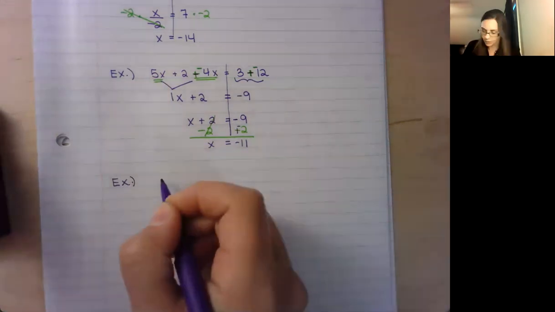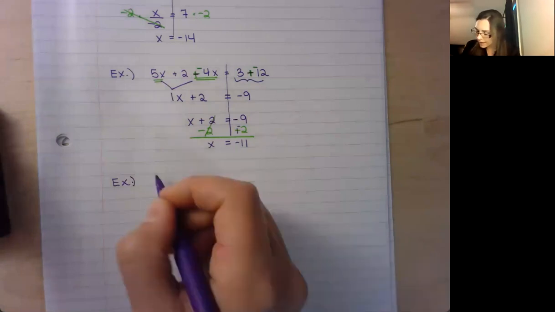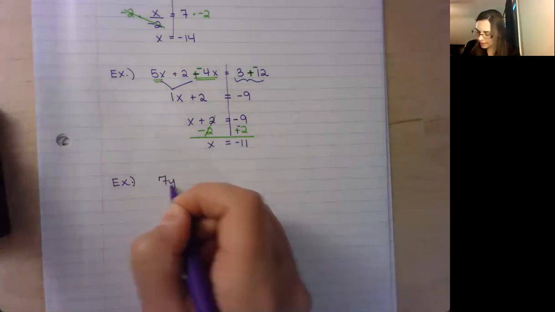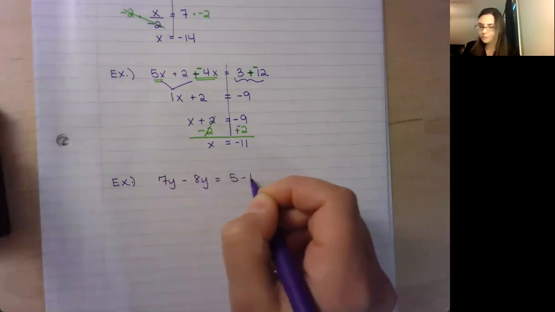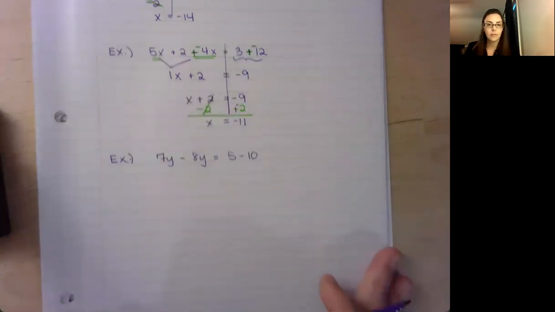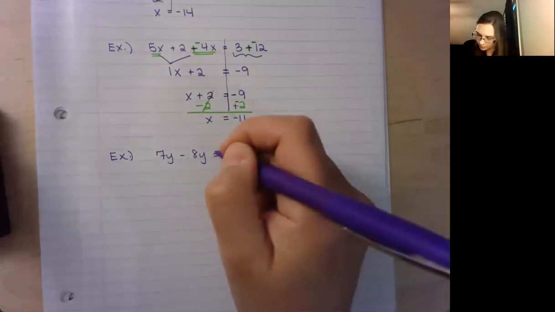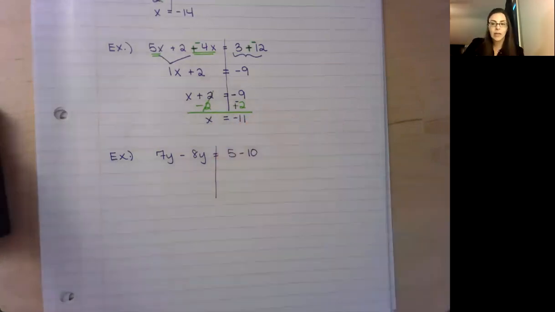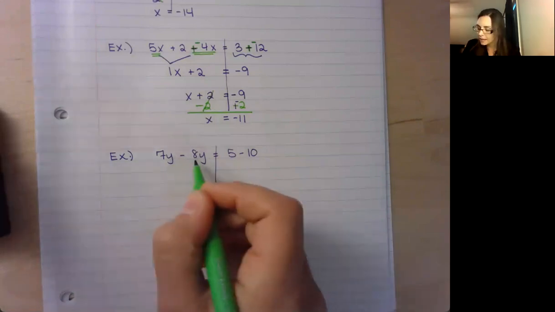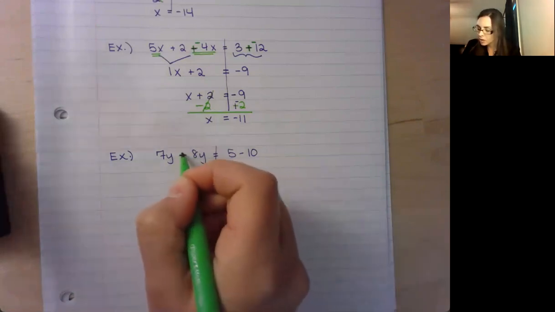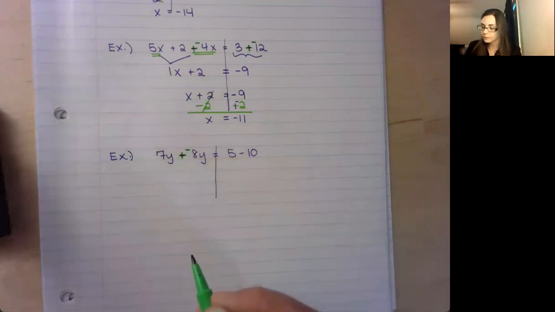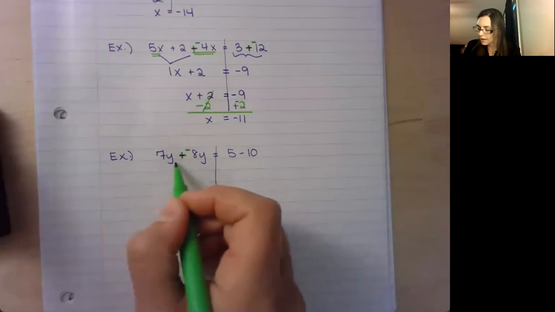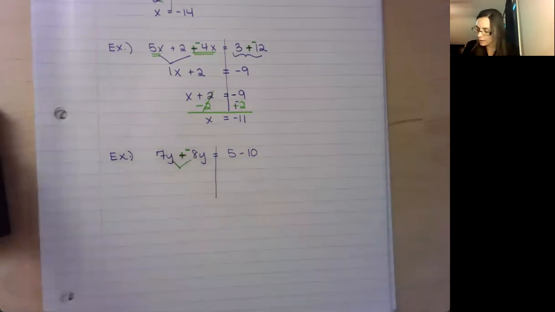All right, let's do another example. So maybe I have 7y minus 8y is equal to 5 minus 10. First step is to clean up each side. I have lots of like terms here, so these two can get combined. And again, if that minus sign is throwing you off, you're going to change it to plus, then a negative, so adding the opposite here. So 7y and -8y is -1y.